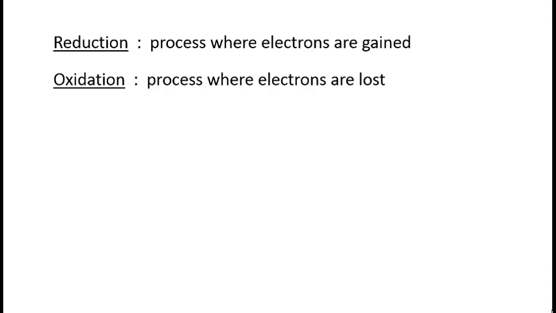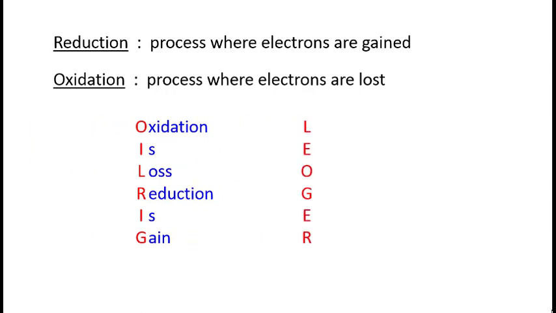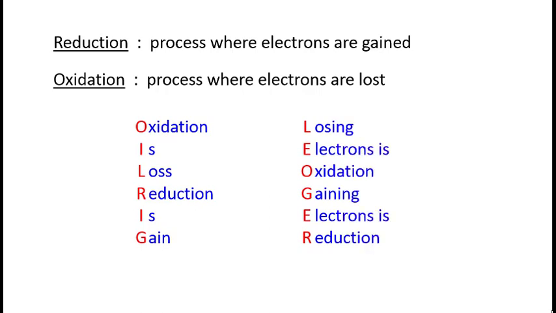Now, it's important to remember which is which, and a couple of tricks have been developed by students to help. You might have heard of OIL RIG: Oxidation is loss, reduction is gain. Or maybe you know LEO the lion says GER: Losing electrons is oxidation, gaining electrons is reduction. However you remember this, using one of these or by some other way, you need to know the definitions.